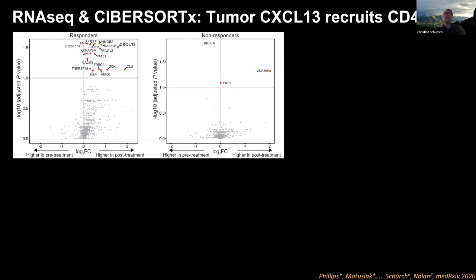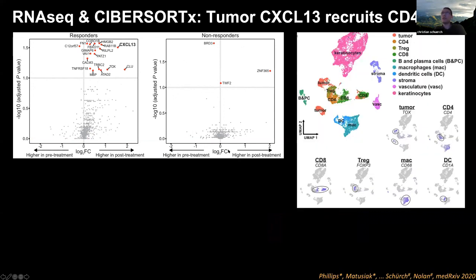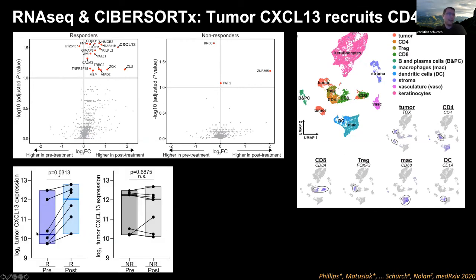We also performed CIBERSORT and RNA sequencing, and in the responders, we saw that after treatment, a lot of different molecules were upregulated, especially CXCL13, which is a chemokine that is important for T-cell migration in tumors, not so in the non-responders. And when we did CIBERSORT to identify the source of the cytokine, we could identify different cell types in our bulk RNA-seq data. And we found that the CXCL13 is mainly coming from the tumor cells, and the tumor cells are upregulating it after treatment with pembro, but only in the responders, not in the non-responders.